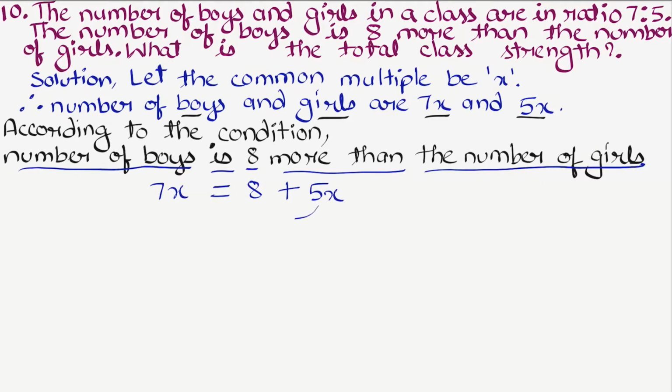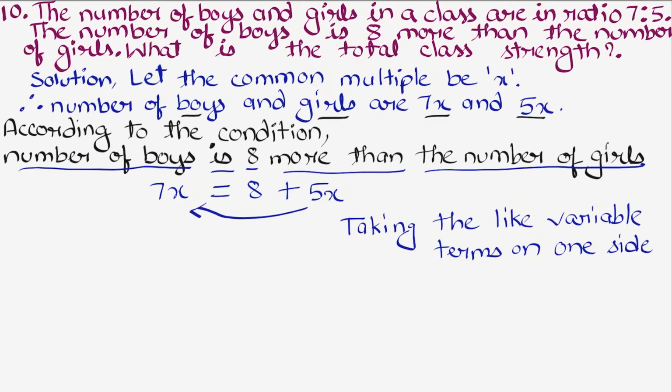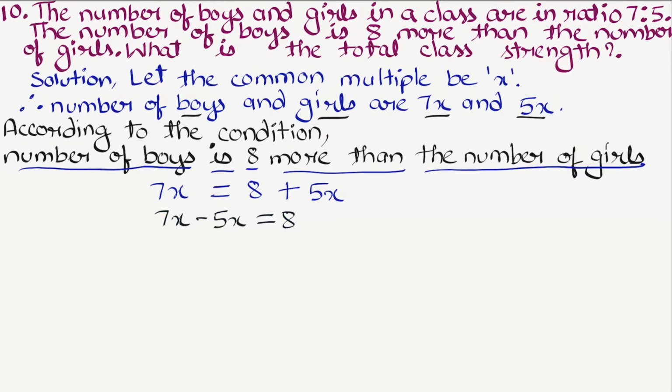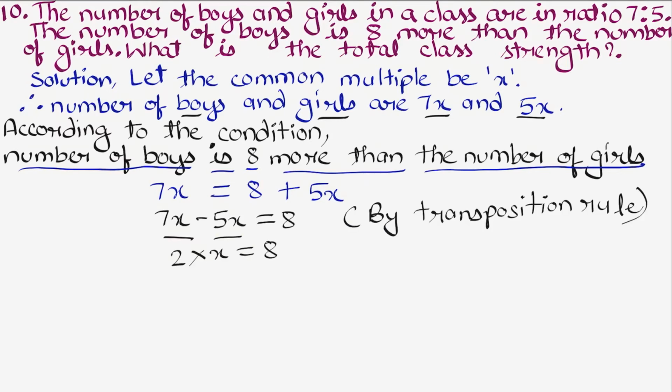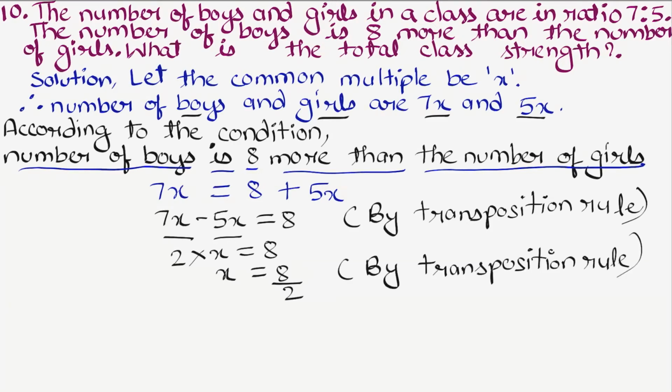Now bringing the like terms together, 5x and 7x are two like terms. They are on different sides. So bringing that 5x from the right-hand side of the equation to the left-hand side, we have 7x minus 5x is equal to 8, by the transposition rule, as we already know. Now 7x minus 5x is 2x, and on the RHS, 8. The number 2 is multiplied to the variable. Moving to the other side of the equation, it is divided. So 8 upon 2. 2 ones are 2, 2 fours are 8. So we have the common multiple as 4.